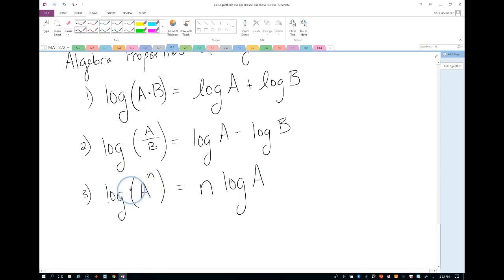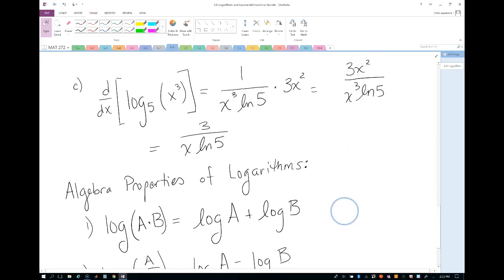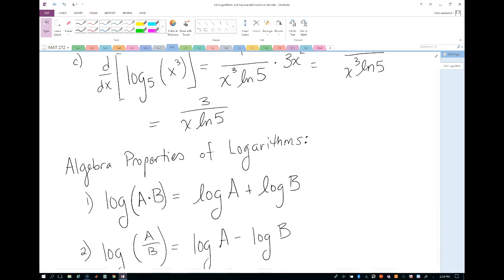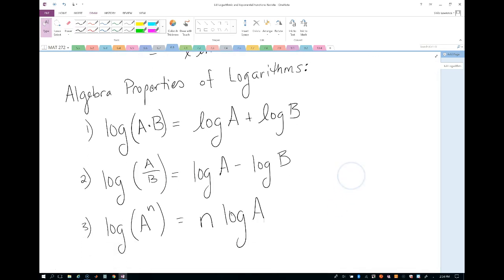Now we saw something like this third property back here in this last example where we had the x cubed. So we could have, if we wanted to, pulled that 3 out front as a coefficient, and then we wouldn't have had to do this chain rule where we did derivative of the outside times derivative of the inside, but we would still end up with the same answer. That 3 out front gives us our 3 in the top, and then we just have the derivative for log base 5 of x, which is x ln of 5. So we get the same answer, and possibly a little bit quicker if we apply those algebraic properties of logarithms first.